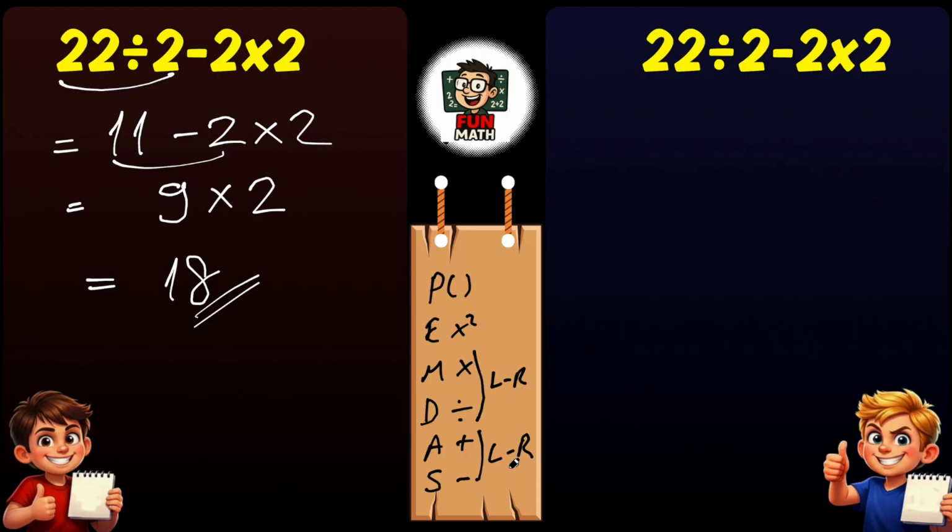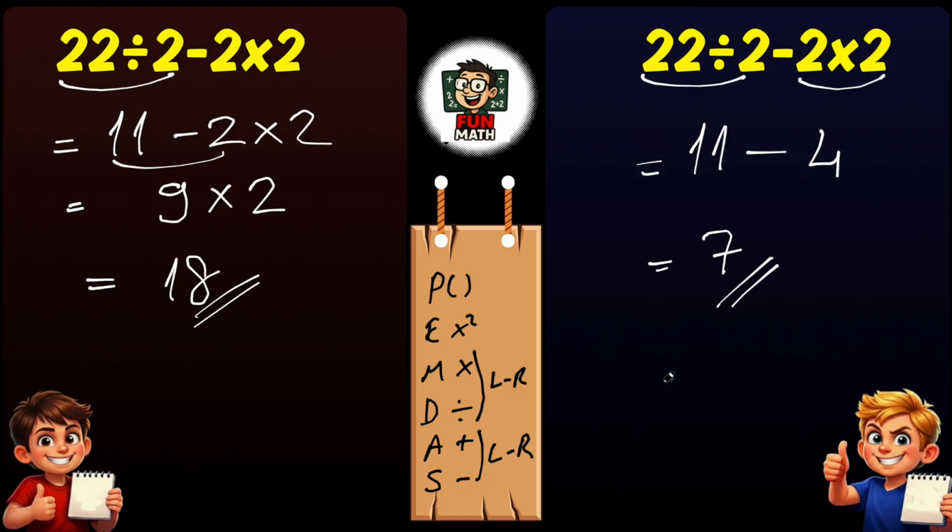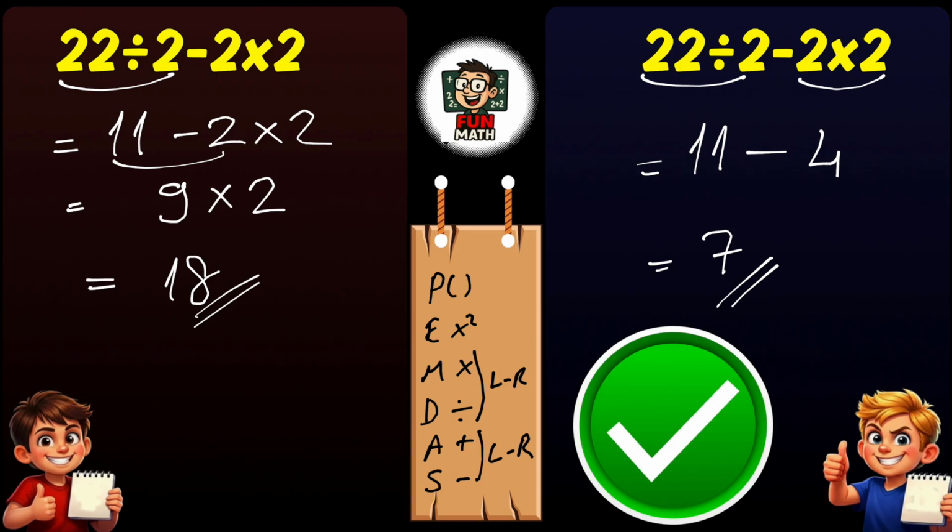Let's apply this rule to our question. First, we do division and multiplication. 22 divided by 2 equals 11. 2 times 2 equals 4. Now let's do subtraction. 11 minus 4 equals 7. The answer is 7. We did both the incorrect and the correct solution together. And we learned the rule.